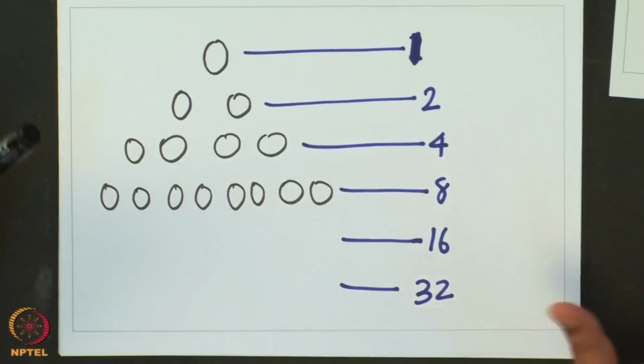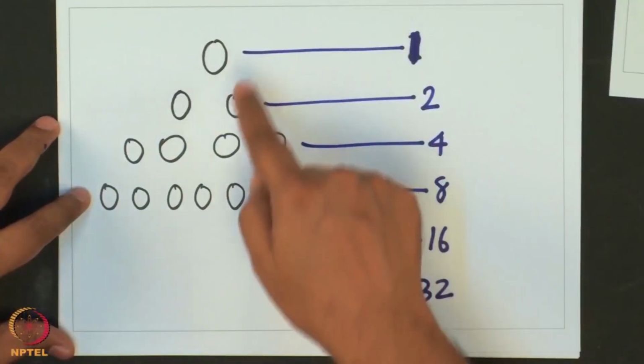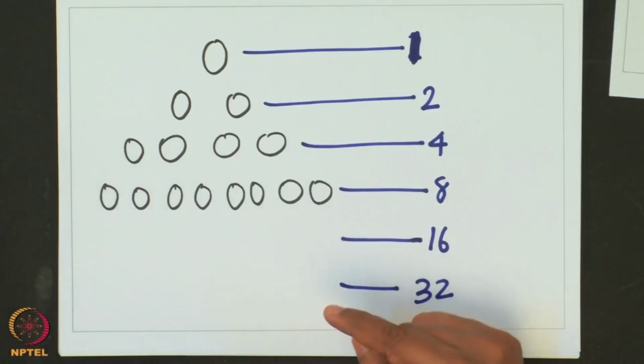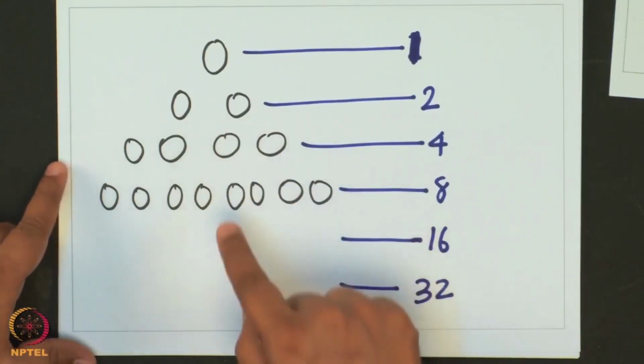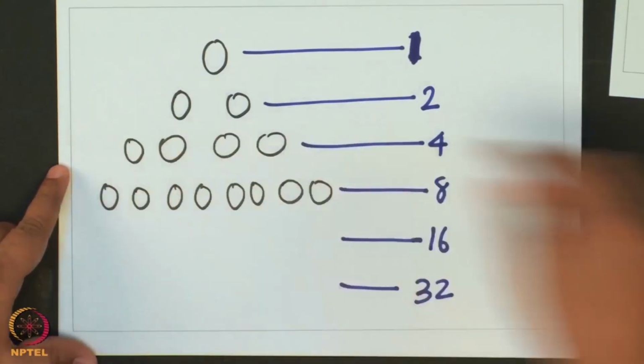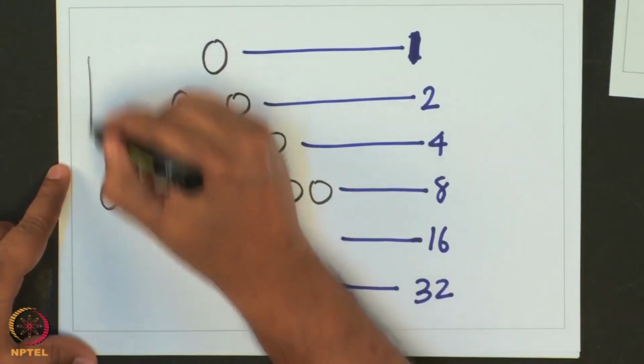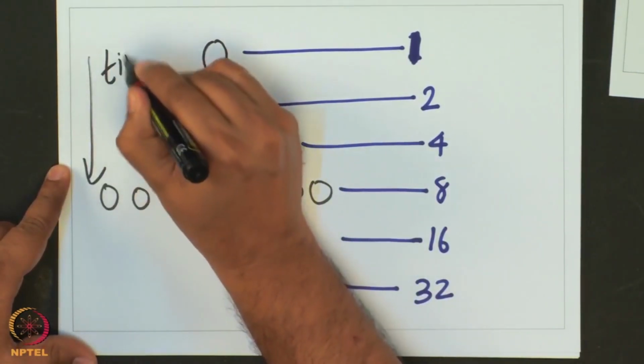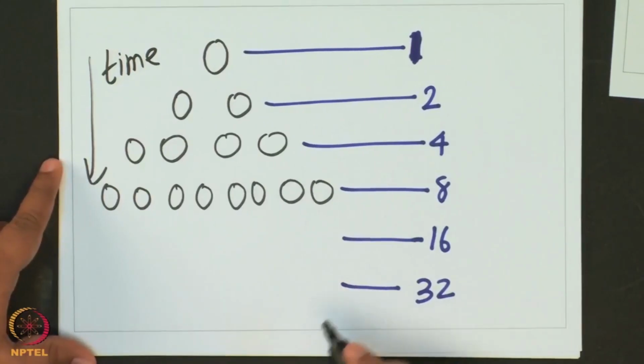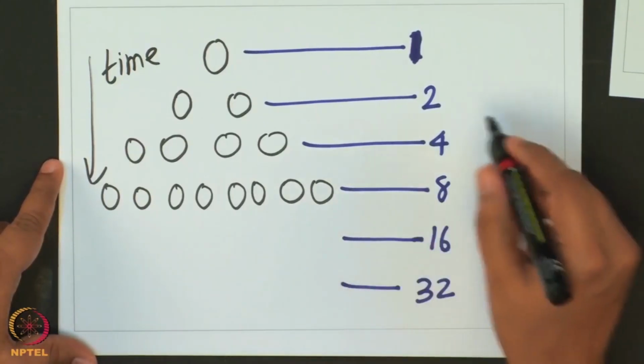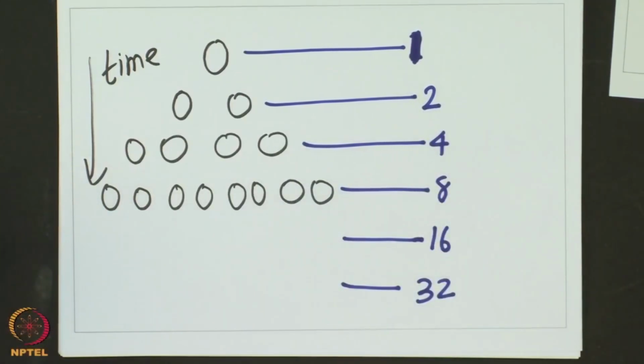If you want to write an equation for this, there is something changing here. What is changing? The number of bacteria. The number of bacteria is doubling here. So what we are observing is the number of bacteria changing with time.